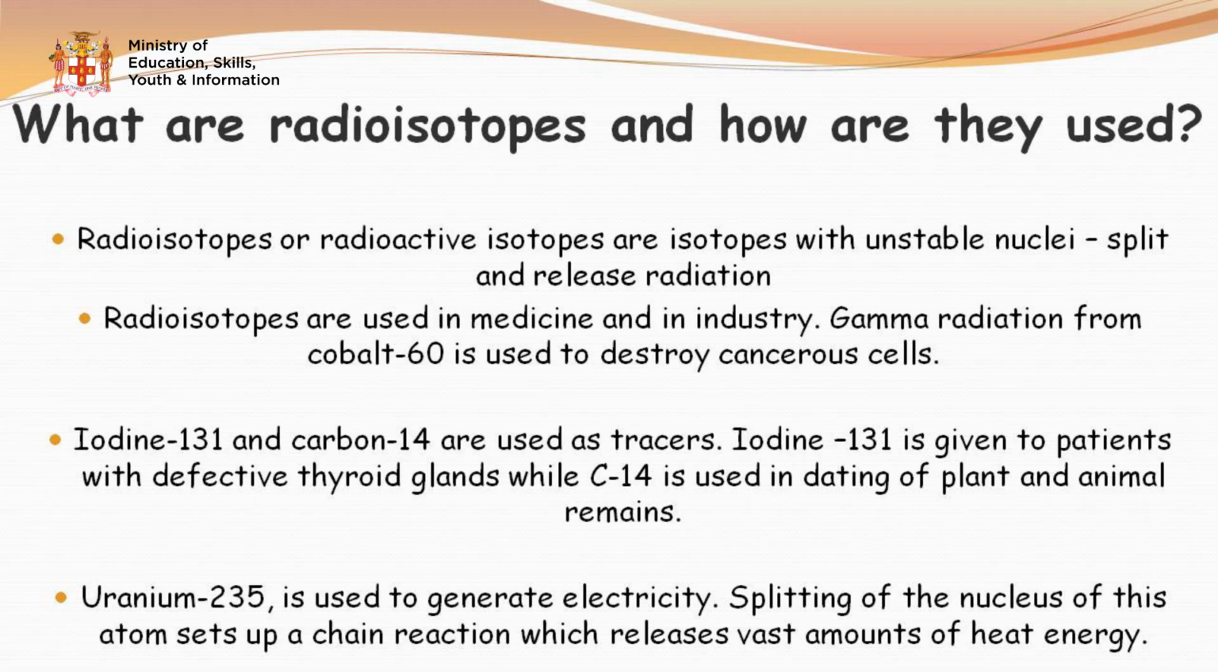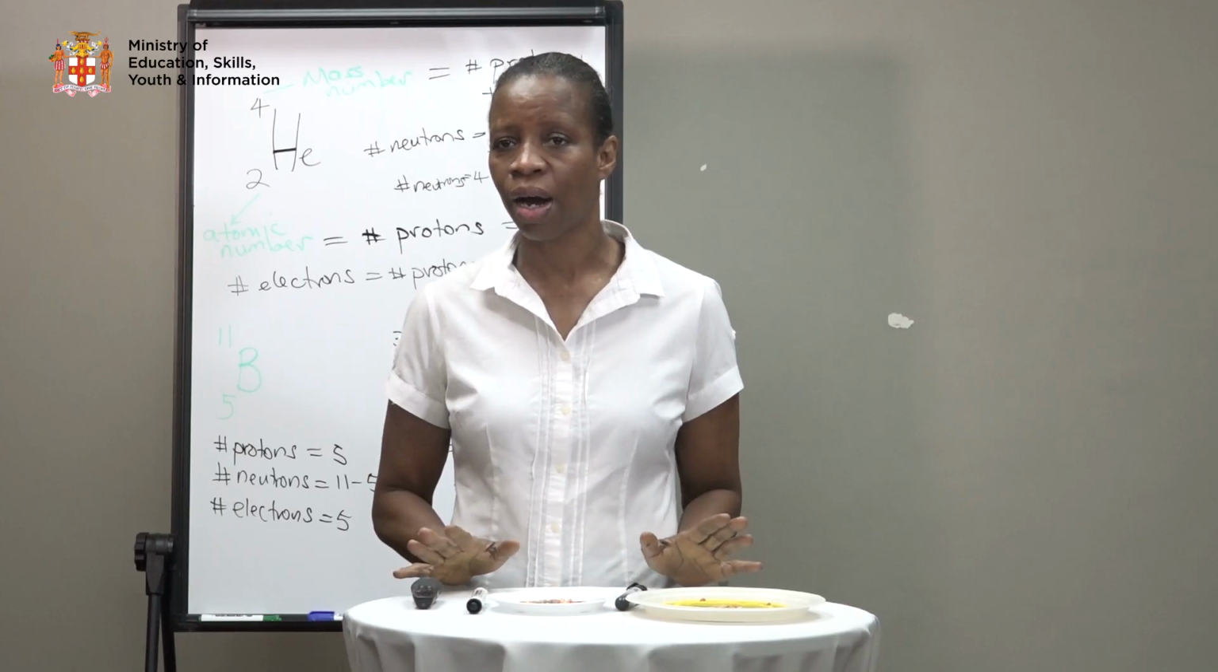So for instance, in the treatment of cancer cells, we know of the use of cobalt-60. Yes. Iodine-131, useful in the treatment of defective thyroid glands, right? They are really used as tracers. And we must have heard of dating those fossils, remains of plants and animals for millions of years ago, the use of carbon-14. And to generate energy, we know of the use of uranium-235, all right? So these are quite useful.